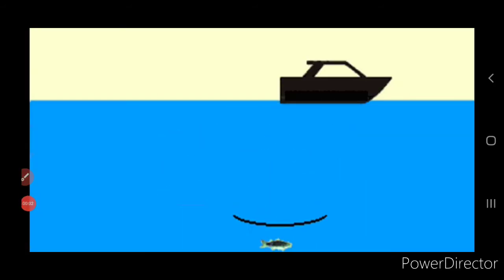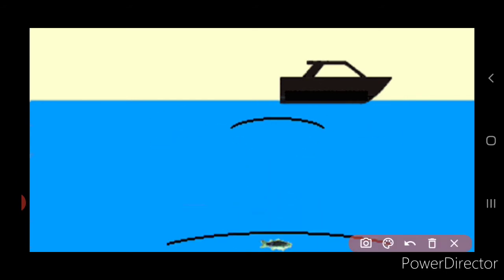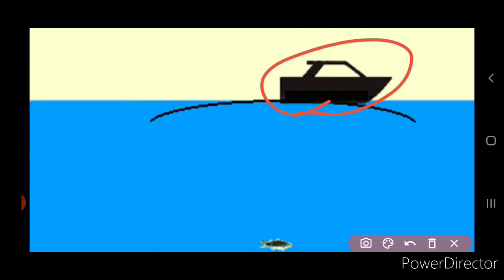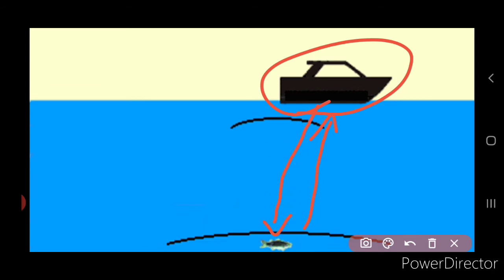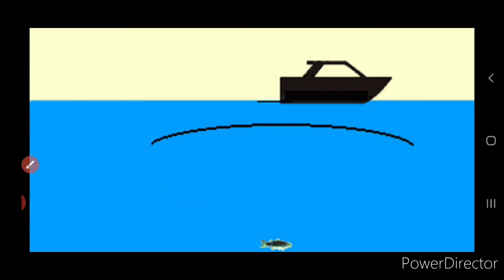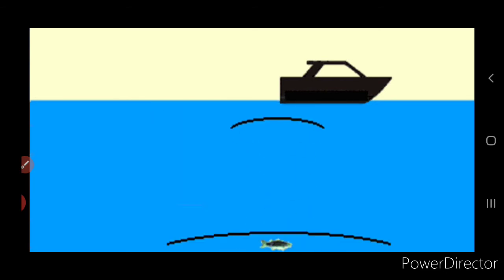Now let's see the applications of echo. Here you can see a ship which sends sound waves and they are reflected back to the ship. This application is nothing but the sonar. Here the echo is used to detect the distance of the seabed or any object that is present in the ocean. Now there are many applications of the echo. The first one is sonar.